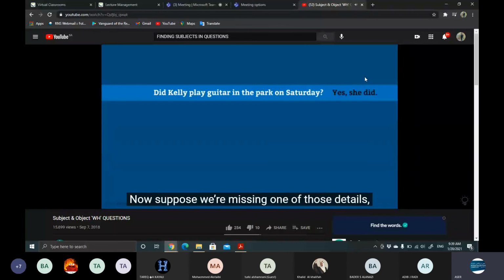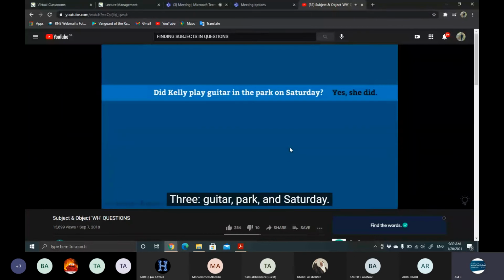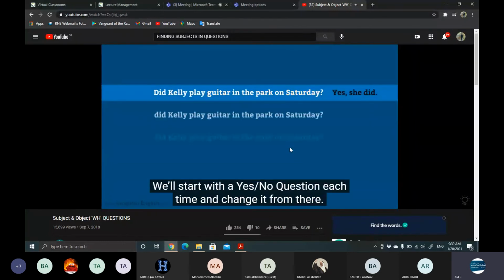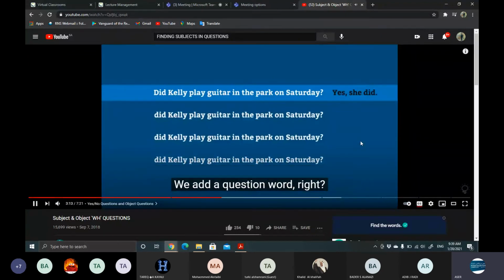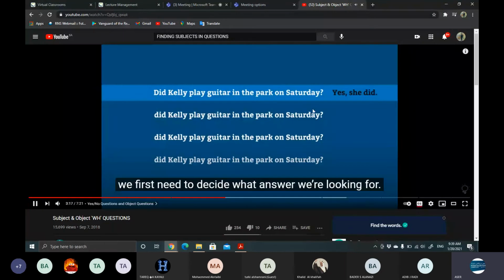Now suppose we're missing one of those details. So instead, we should ask a WH question to learn more. Okay. How many objects are there? 3. Guitar, park, and Saturday. Then we can have 3 different object questions. We'll start with a yes-no question each time and change it from there. We add a question word, right? Right, but to figure out which question word, we first need to decide what answer we're looking for.